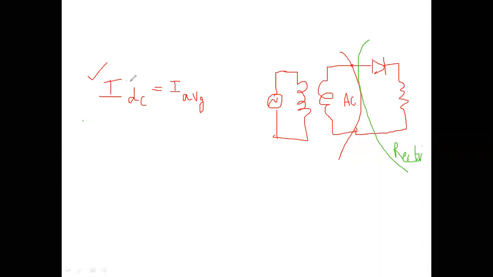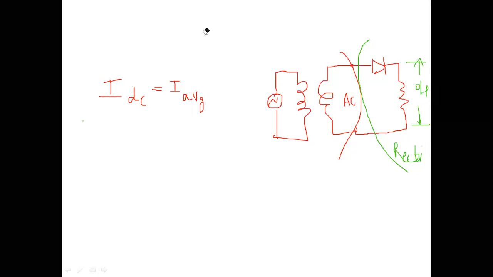Now I am talking about DC, so where does it appear? It appears at the output. So output average current and output DC current are the same. In exams they may say output average current, to confuse you. Output average current means DC current.